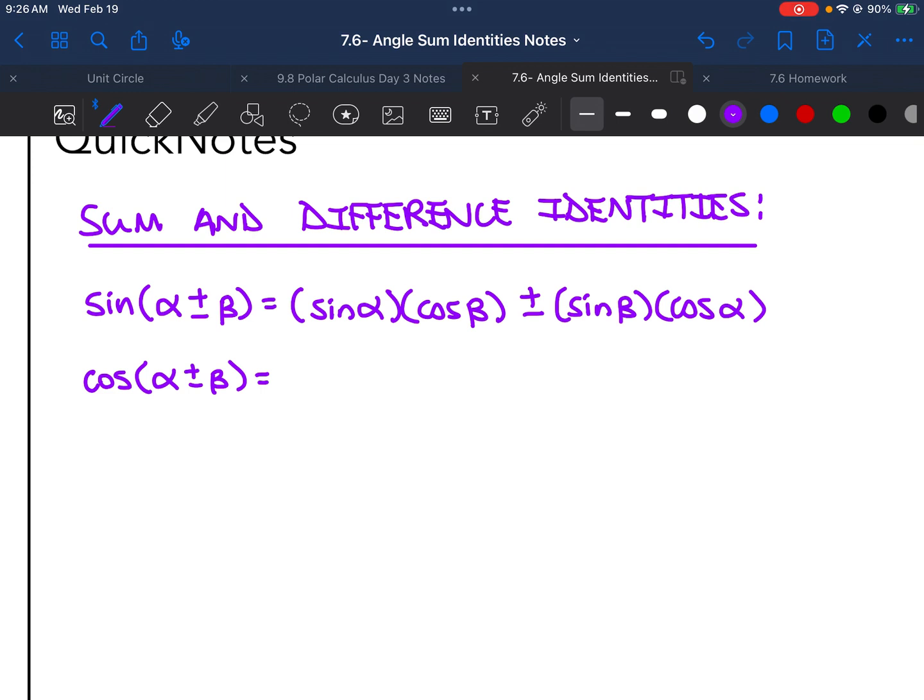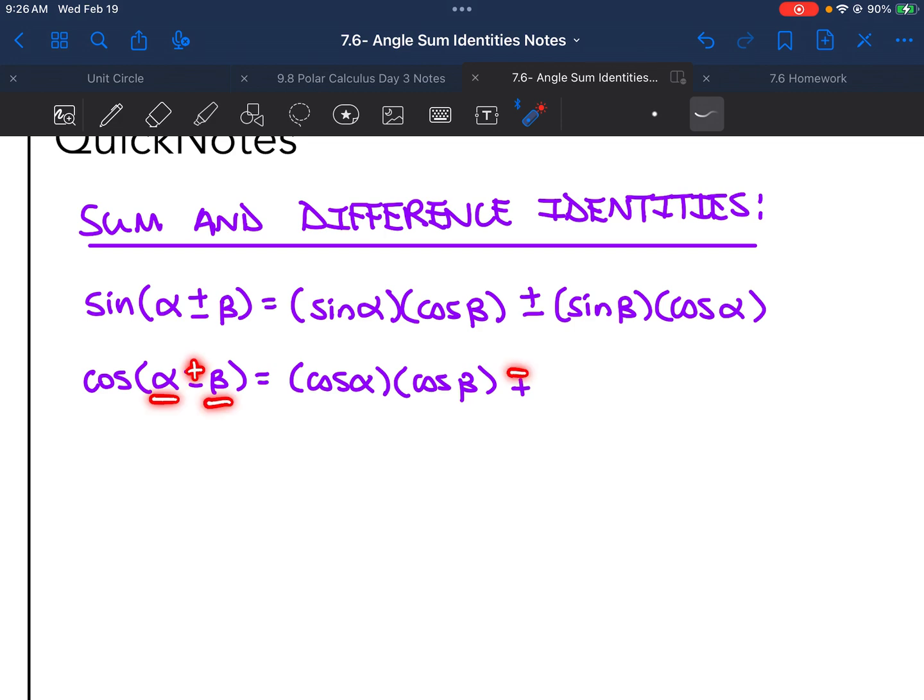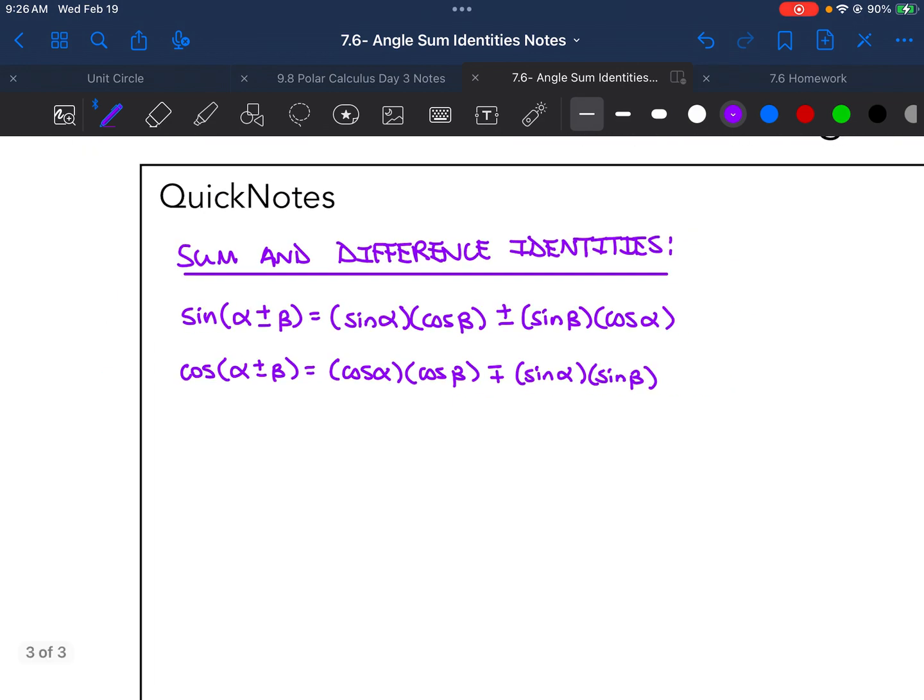The cosine of two angles, alpha and beta, either added or subtracted, is going to be cosine of the first angle, alpha, times cosine of the second angle, beta, and then we're going to switch the sign. If you were doing cosine of two angles added together, you would use the subtraction sign here. If you're doing cosine of two angles subtracted from each other, you would use an addition sign here. Okay, then we're going to have sine of alpha times sine of beta. All right, those are called the sum and difference identities.